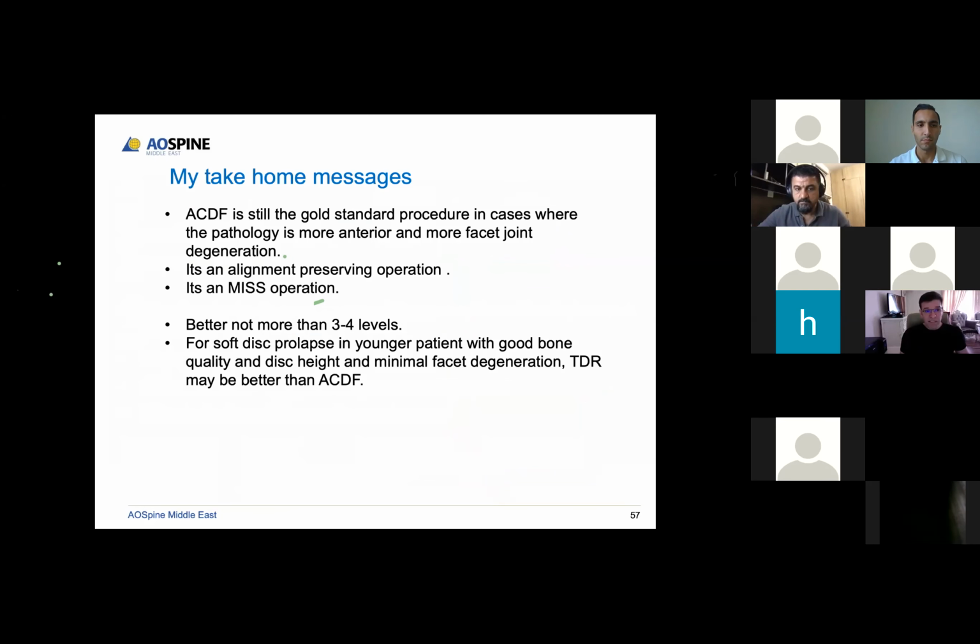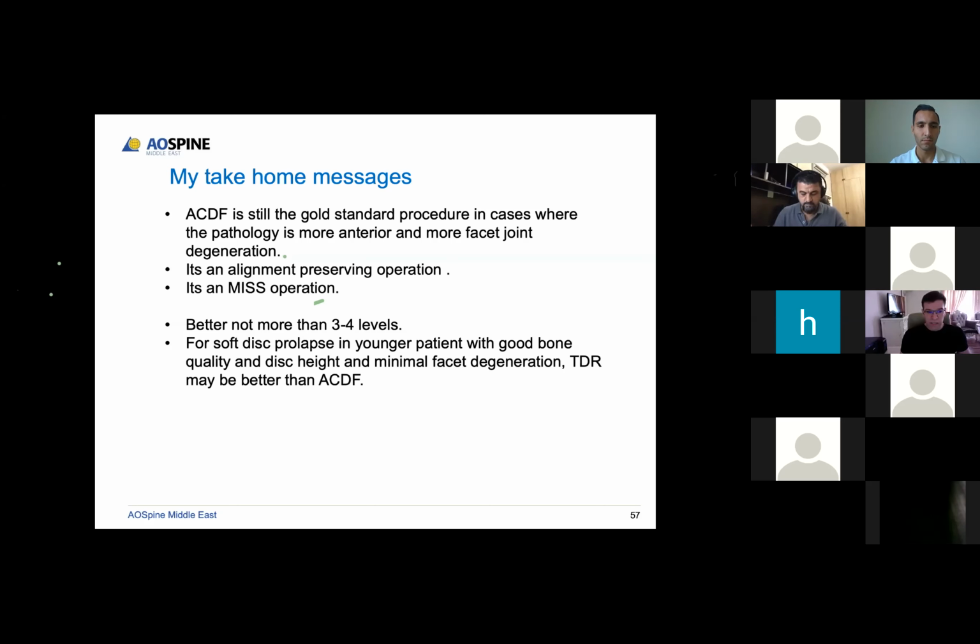So my take-home message is that ICDF is still the gold standard procedure in cases where the pathology is more anterior and there is more facet joint degeneration, and it is an alignment preserving operation. It is an MIS procedure, but better not to use it for more than 3 or 4 levels.